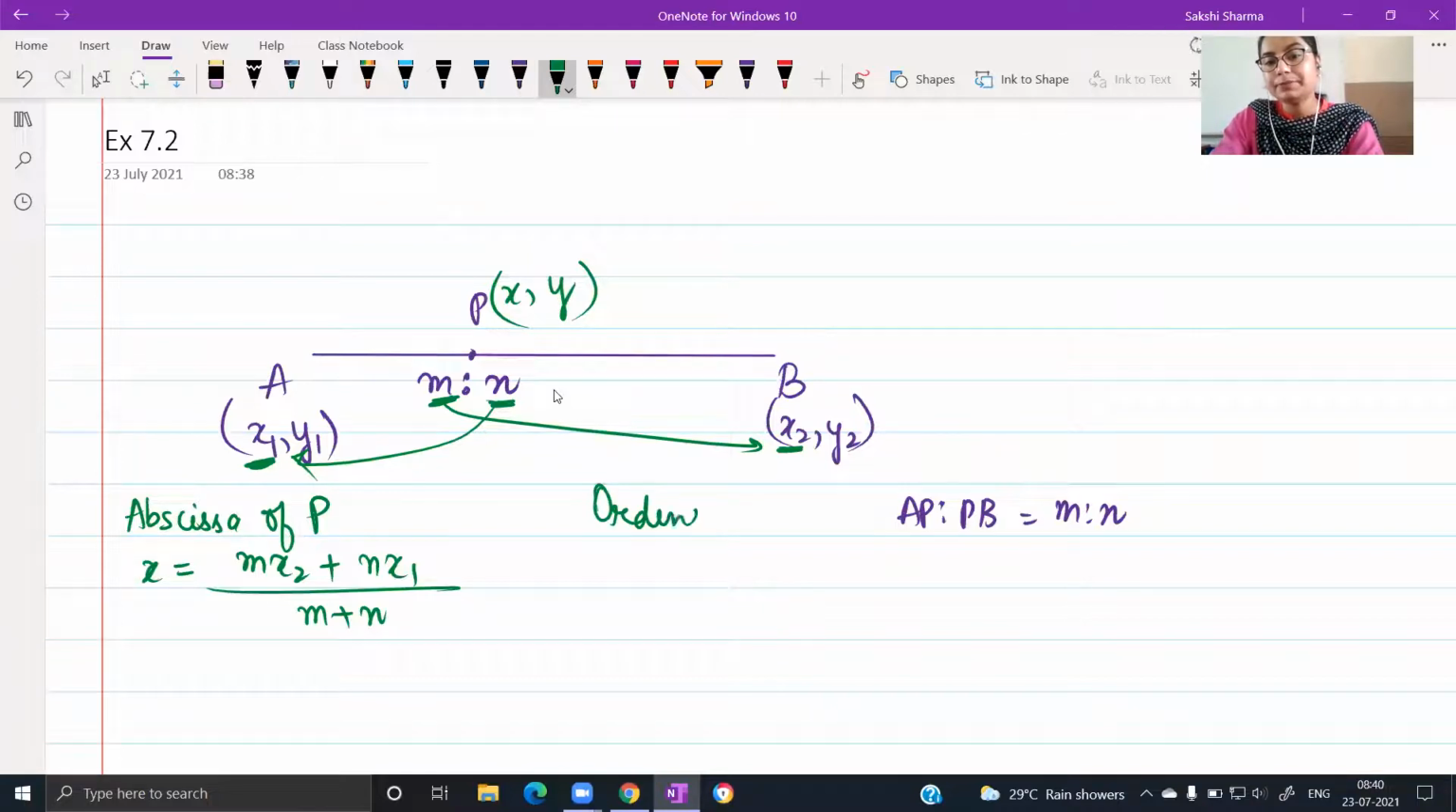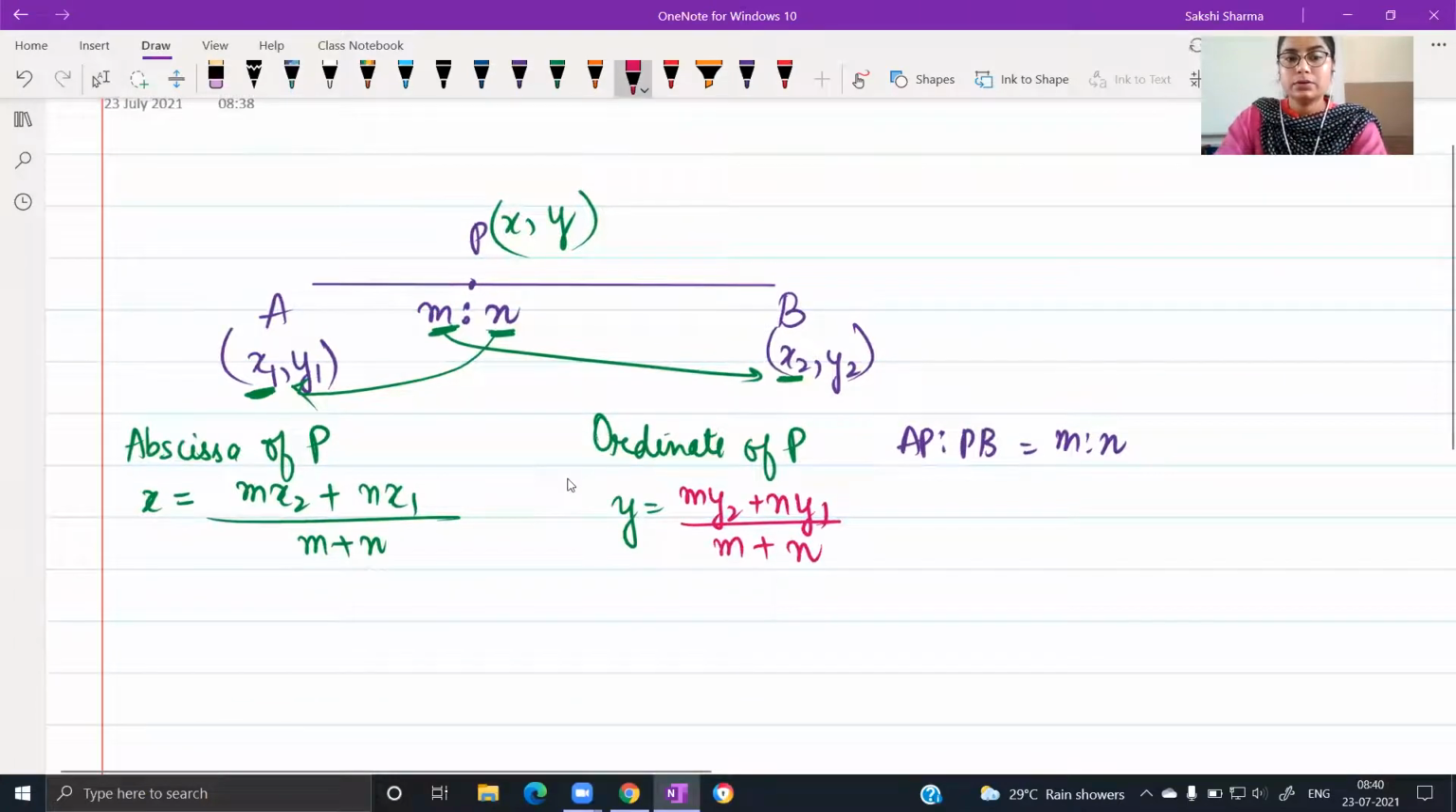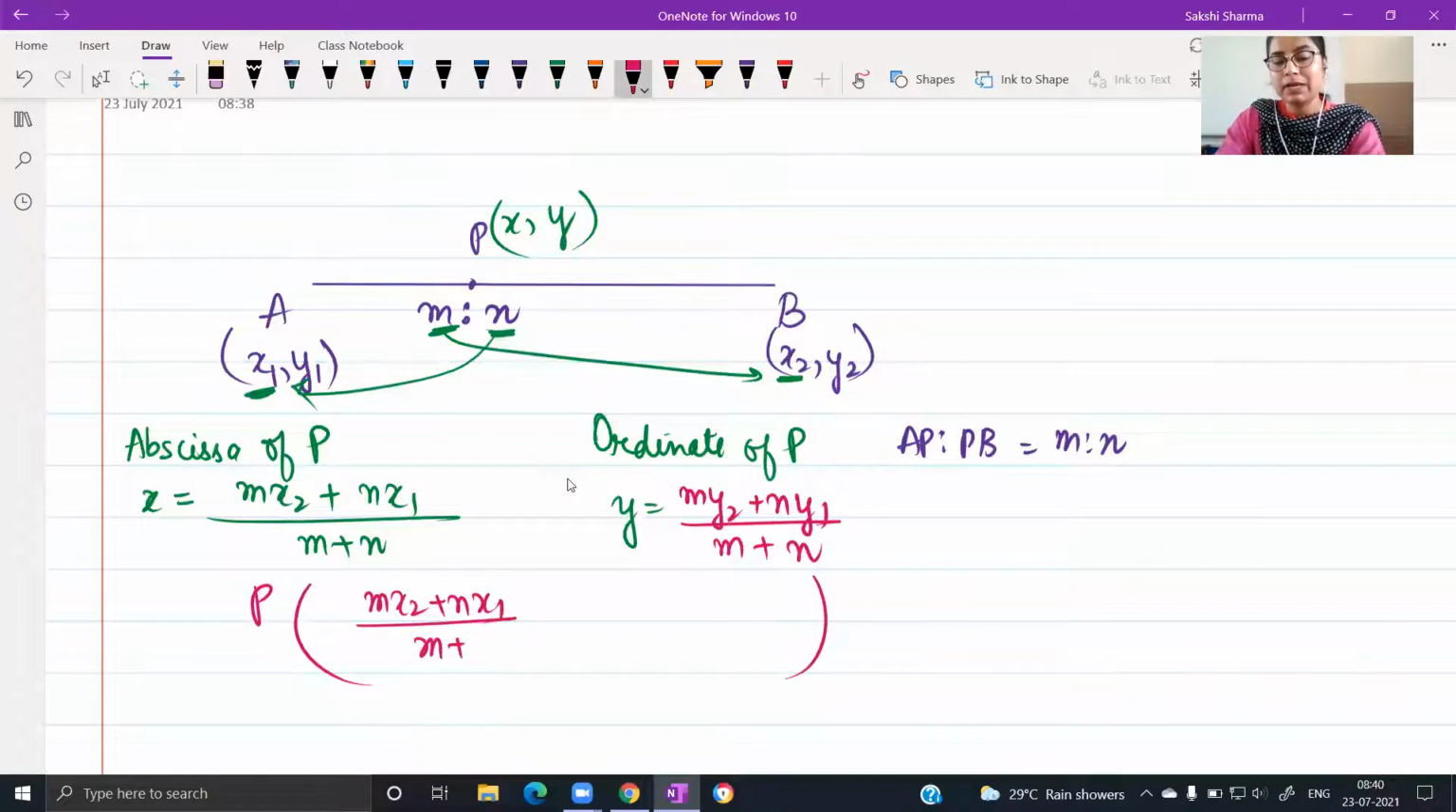Then ordinate. For the ordinate of P, you have to consider the ordinates, but again, you have to cross multiply: My2 plus Ny1 upon M plus N. तो P के coordinates क्या बन जाएंगे? Mx2 plus Nx1 upon M plus N and My2 plus Ny1 upon M plus N.